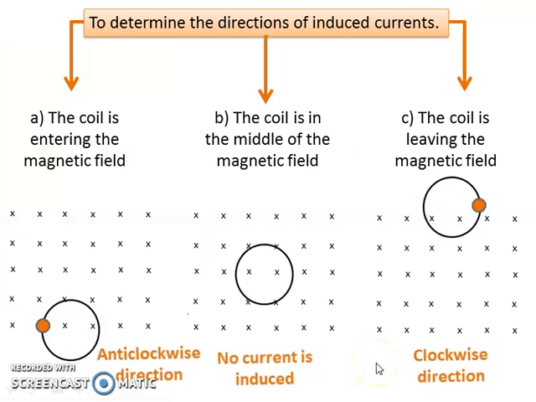So the conclusion is, when the coil is entering the magnetic field, the induced current is in the anti-clockwise direction. When the coil is in the middle of the magnetic field, no current is induced. And when the coil is leaving the magnetic field, the induced current changes direction to clockwise.